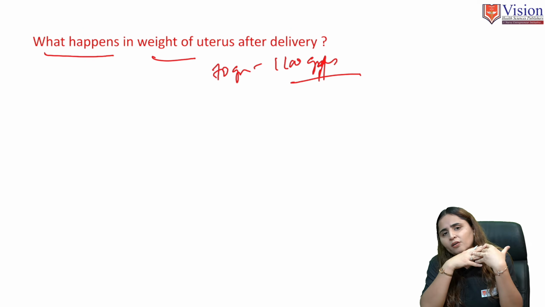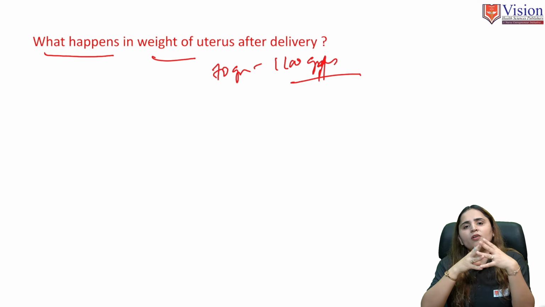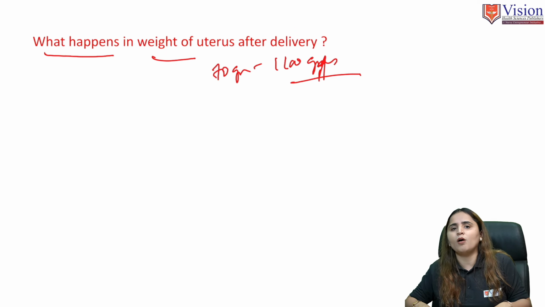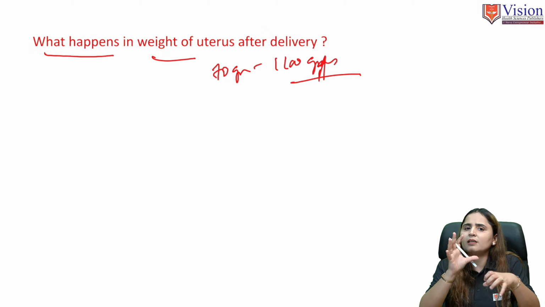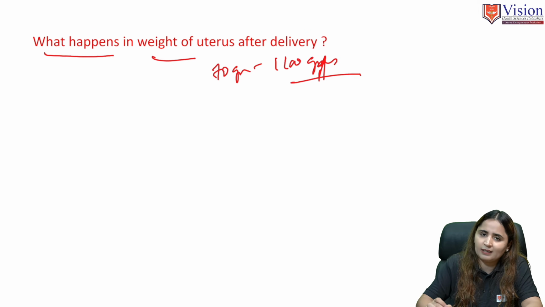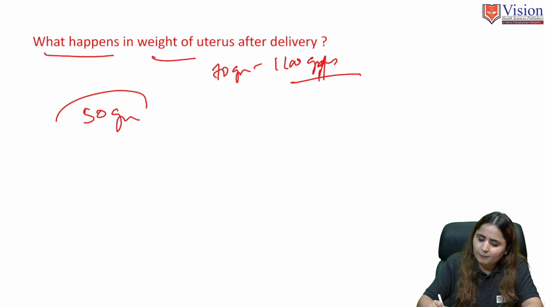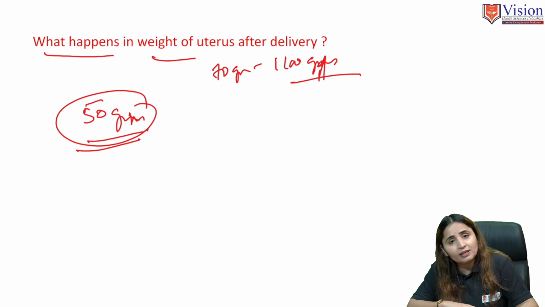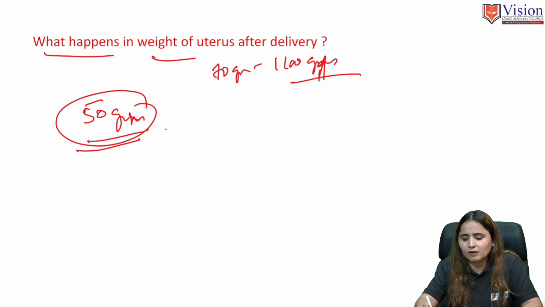When there is a delivery of the child, when the placenta is out from the maternal womb, then there is a decrease in the weight of the uterus. But always remember, the uterus will never come exactly to that pre-pregnant state. Like if in the pre-pregnant state the weight of the uterus is 50 grams, then definitely after one delivery the weight will be around 60 or 70 grams.